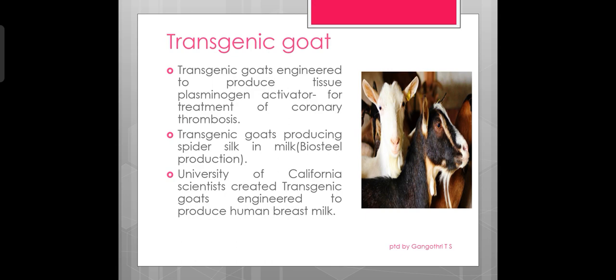Then transgenic goats engineered to produce human breast milk. University of California scientists created a transgenic goat by transferring human genes for breast milk enzymes and proteins into goat embryos. They produce 60% of the lysozyme and lactoferrin found in human mother's milk. So, for the babies of mothers who aren't present or can't nurse them, milk from these transgenic goats could provide the best alternative.